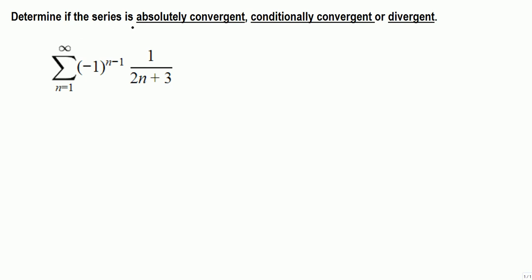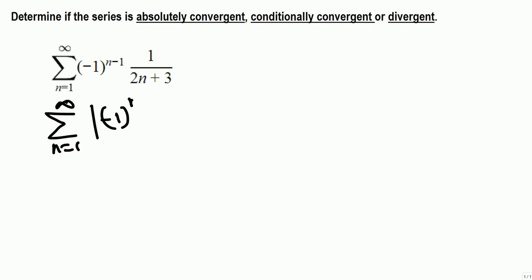Determine if the series is absolutely convergent, conditionally convergent, or divergent. Okay, sigma an. Let's take the absolute value. Okay, this is an. Then when we take the absolute value, this factor is gone, because it is just negative, positive, negative, positive.